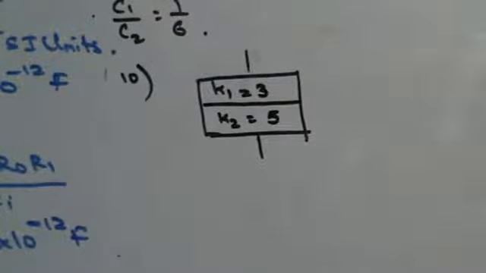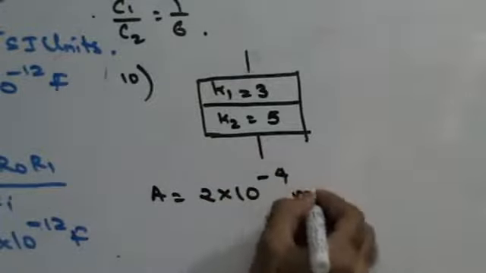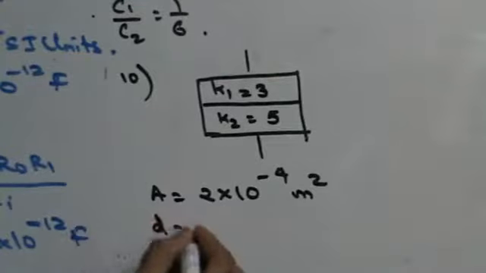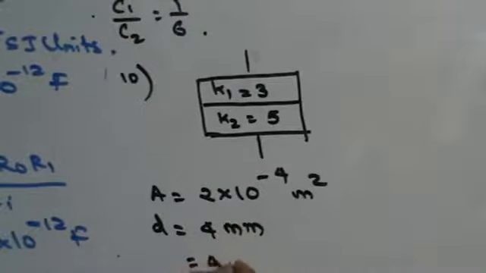The area of each plate is 2 into 10 raised to minus 4 meters square, and the separation between the plates is 4 millimeters.